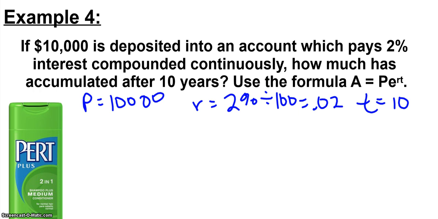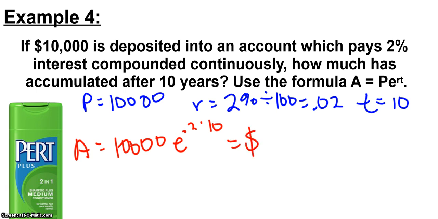So I'm literally just going to plug this in. So A is equal to 10,000 times E to the 0.2 times 10. And we get, let's try it out. So I'm going to type in 10,000. I'm going to hit second ln, so second natural log, 0.2 times 10. Oh, sorry, that should be 0.02. That is my bad, guys.